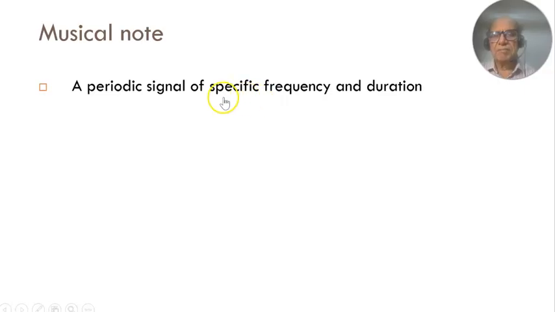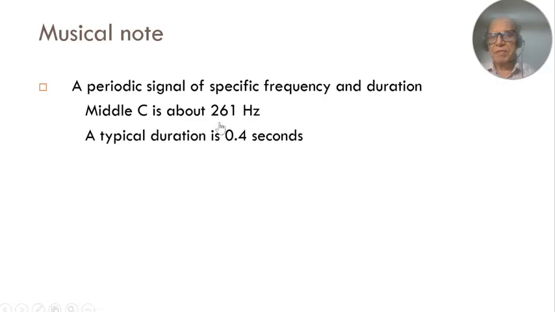So in order to get some ideas about the kind of frequencies we are dealing with, look at the frequency which corresponds to the middle C on the piano, which is about 261 Hertz. Of course, different musical notes will have different frequencies, but this gives you some idea. Then the typical duration is 0.4 seconds. Again, different notes in a melody can have different durations. For example, this could be as small as 0.1 second or as large as 2 seconds or even more. However, these values give you some idea of the numerical values involved.